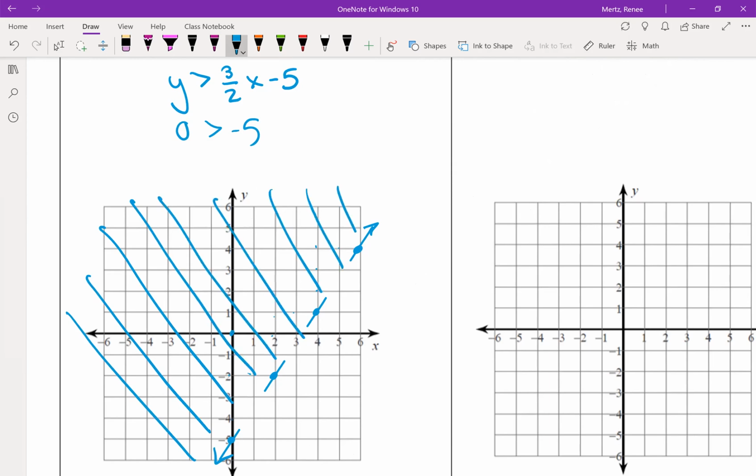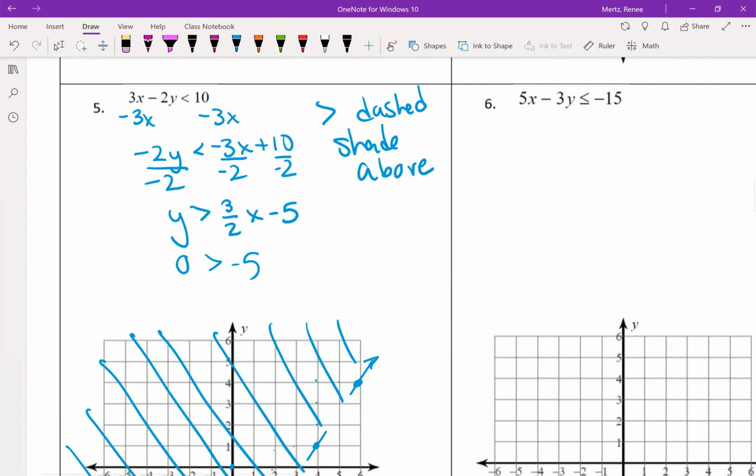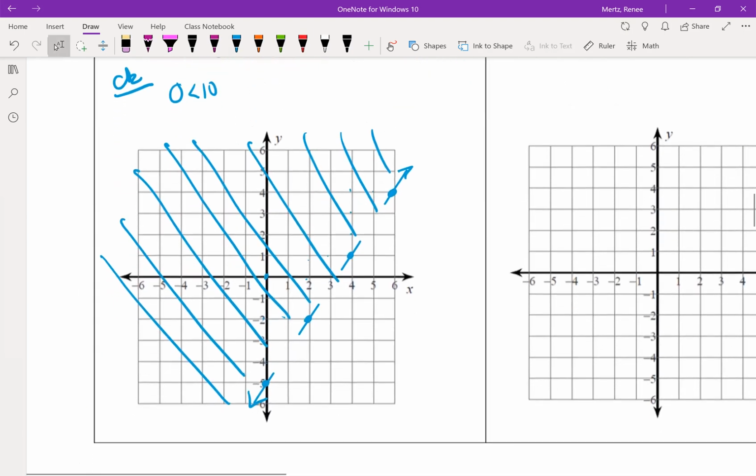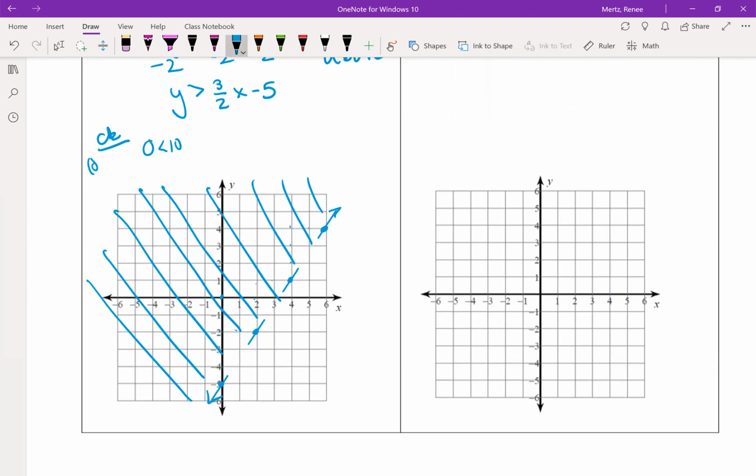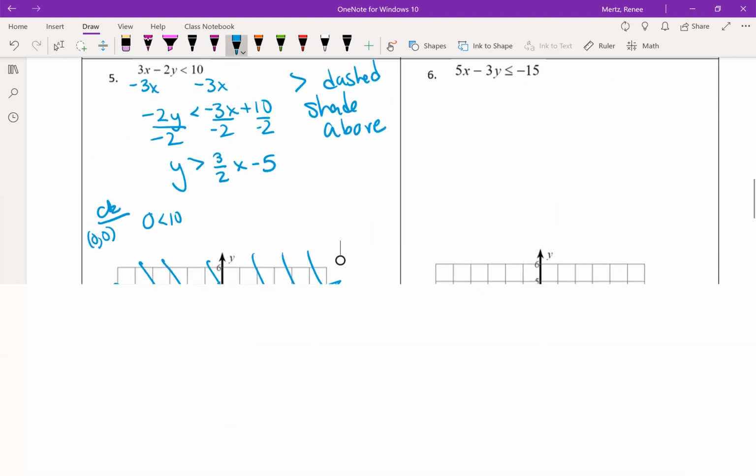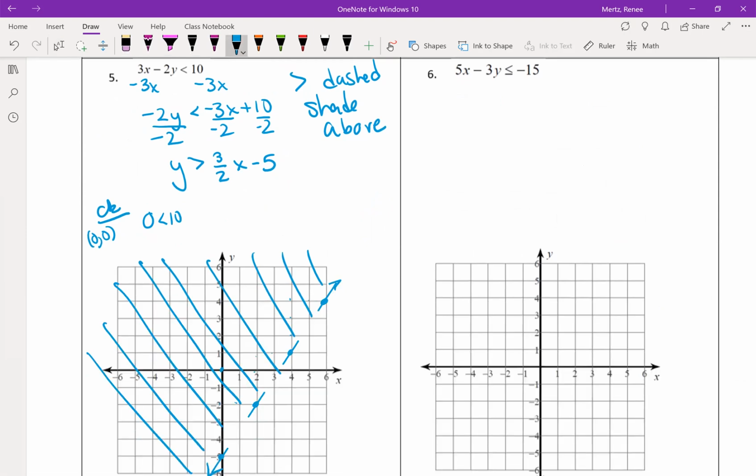It's also not a bad idea to check into the original. So let's check into the original. 0 minus 0 is 0. 0 is less than 10. Still true, covering the point 0, 0. Write the original inequality on the line: 3x minus 2y is less than 10.